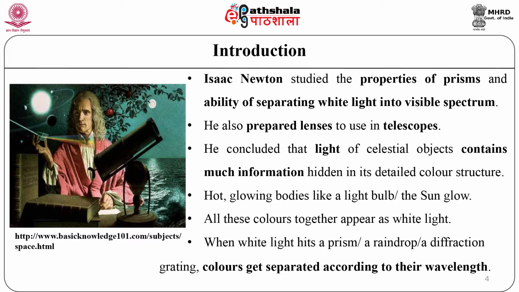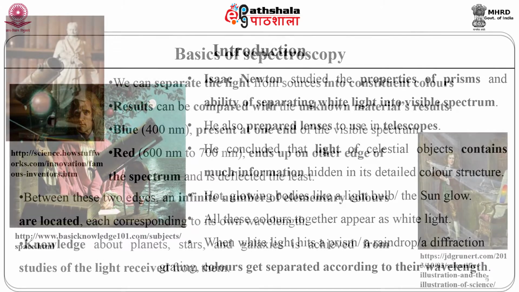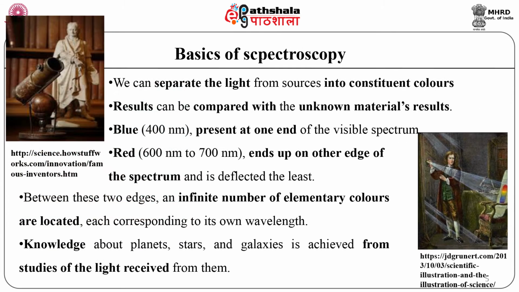When white light passes through a prism or a raindrop or a diffraction grating, the colors get separated according to their wavelengths. Similarly, a rainbow is formed in the sky when sunlight hits raindrops. In the laboratory, we can separate the light from some sources into constituent colors and observe the chemical constitution of gases. Results of these experiments can be compared later with the results for unknown materials.